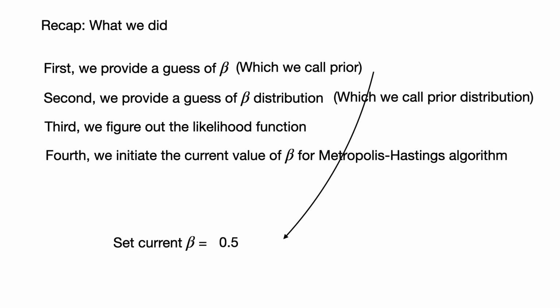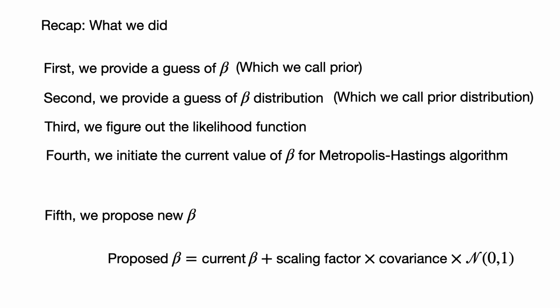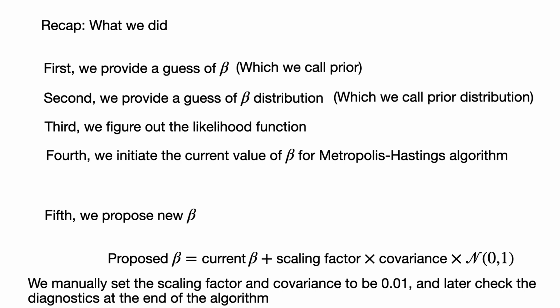0.5. Fifth, we propose a new beta by taking the current beta times a term consisting of the scaling factor, covariance, and a normal distribution of mean 0 and standard deviation 1. We manually set the scaling factor and the covariance to be 0.01 and later check the diagnostics at the end of the algorithm to make sure that everything goes well.